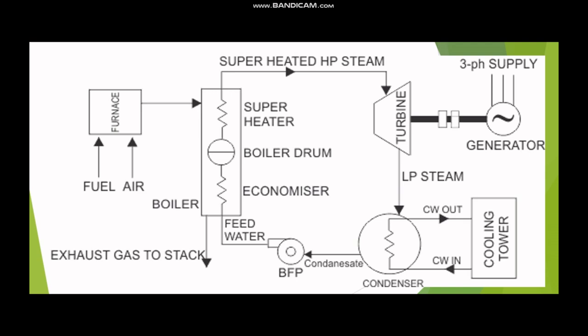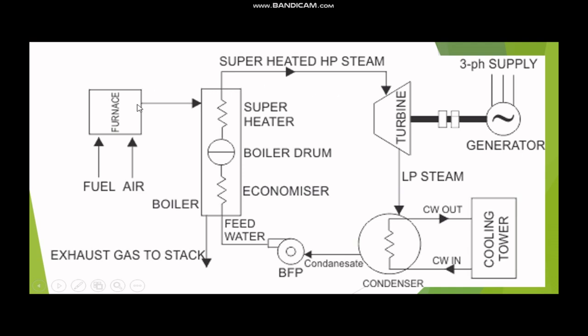This is the basic block diagram of the boiler. We'll see all the parts first, then we'll go for the detailed discussion. This is the furnace, then there is a boiler, then turbine, generator, cooling tower, condenser, then exhaust gas to the stack, which is called a chimney. Whatever flue gases come from the boiler go through the stack or chimney, and this BFP is nothing but the boiler feed pump. Superheated steam comes from over here. So this is the basic diagram.